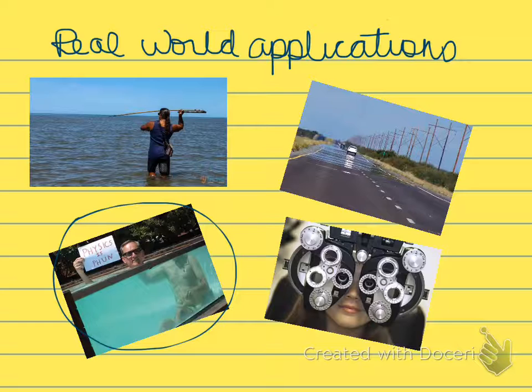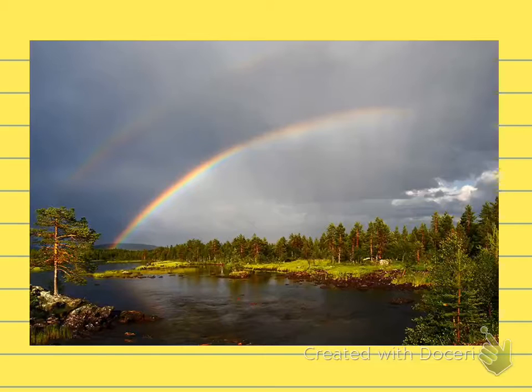And finally, the most practical application that we're going to be looking at later on in this unit is the idea of glasses and using lenses to correct vision. One of nature's examples of refraction is a rainbow. So we're going to discuss what causes a rainbow and why we actually have rainbows.